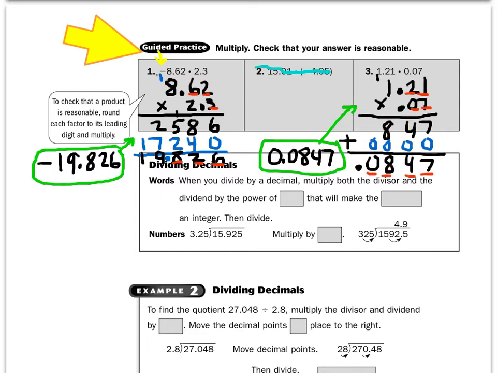And now with your red, count how many numbers are after the decimal point. 1, 2, 3, 4. So with your red pen, go back 1, 2, 3, 4 places and put your decimal point. Now notice it's a positive times a positive, so my answer that I box is positive 0.0847.